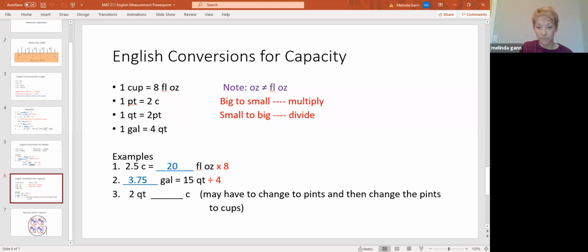Okay, so let me kind of stop sharing the screen for a second. All right, so you've got to be able to measure length, you've got to be able to measure weight, and you've got to be able to measure capacity in the English system. So that's a lot of things you have to memorize. How many inches in a foot, how many feet in a yard, how many feet in a mile, how many ounces in a pound, how many pounds in a ton, how many fluid ounces in a cup, how many cups in a pint, how many pints in a quart, how many quarts in a gallon.